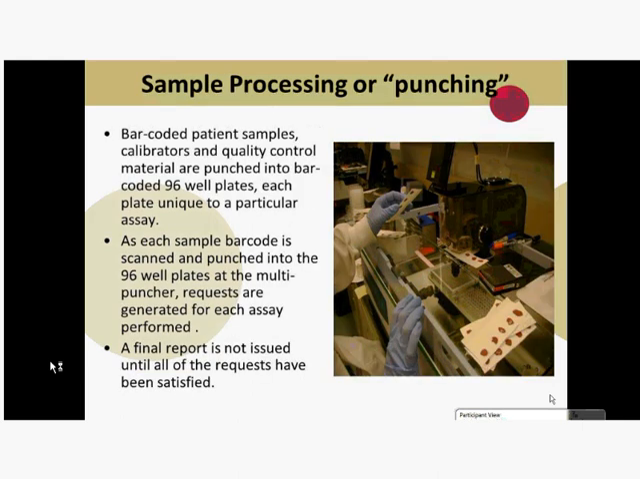Barcoded patient samples, calibrators, and quality control material are punched into the barcoded 96 well plates. Each plate is unique to a particular assay. As each sample barcode is scanned and punched into the 96 well plates used for the newborn screen, requests are generated for each assay performed. A final report is not issued until all of the requests have been satisfied.